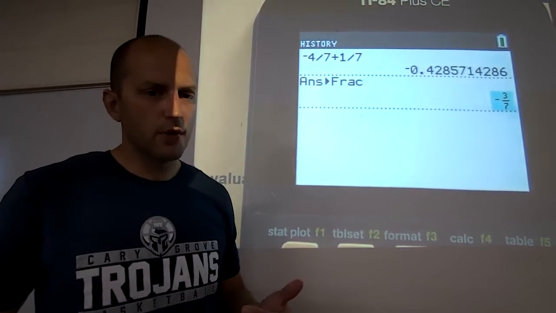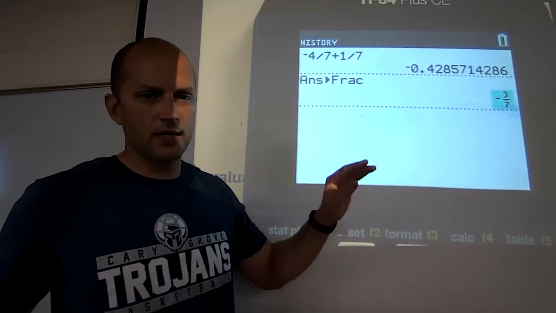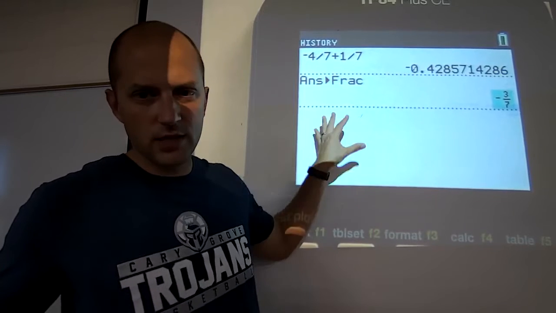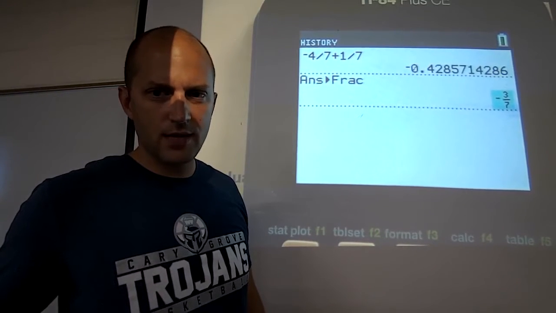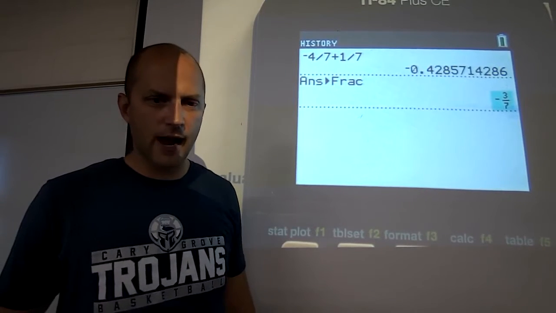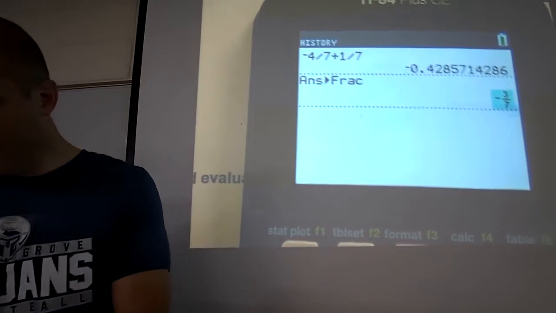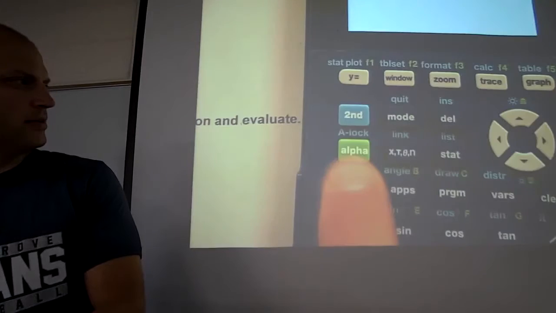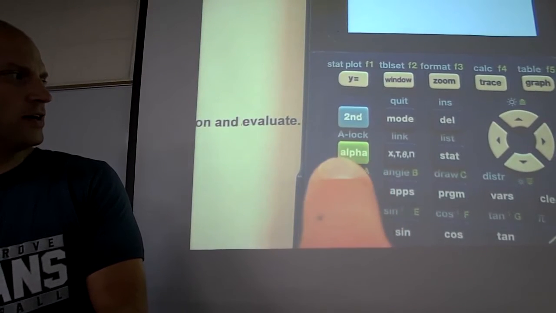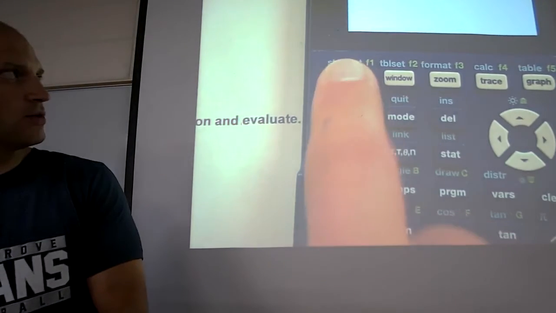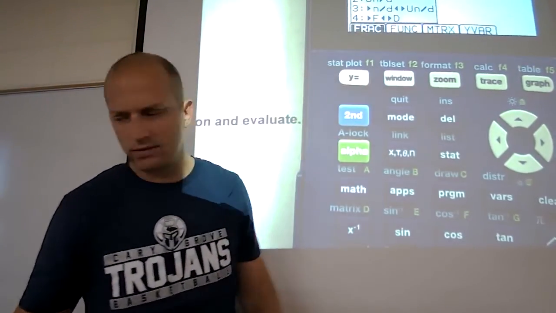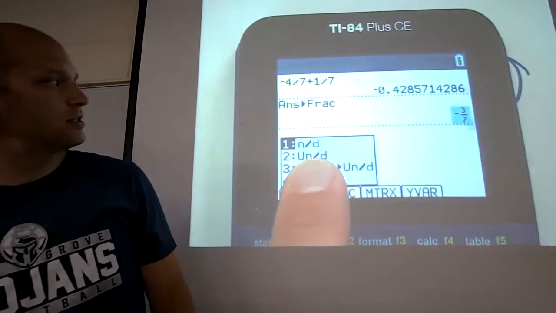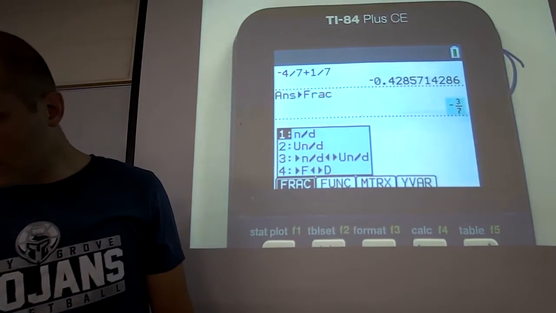Now, here's another one. Does anybody have a TI-84 colored edition like this, the fancy one? Yeah. So, Hunter, here's another option. You see the alpha button? Alpha, Y equals, and it comes up with number 1 as a fraction. So alpha, Y equals, number 1 is the fraction.